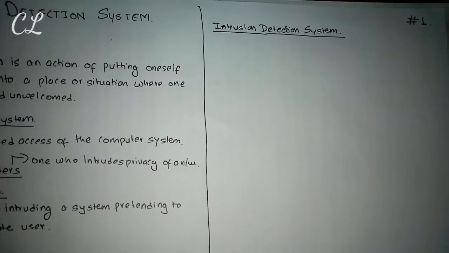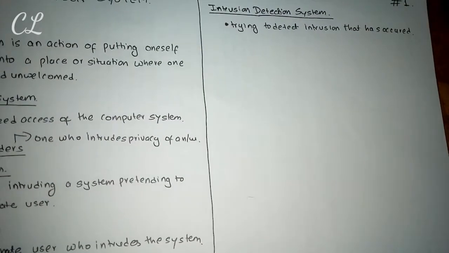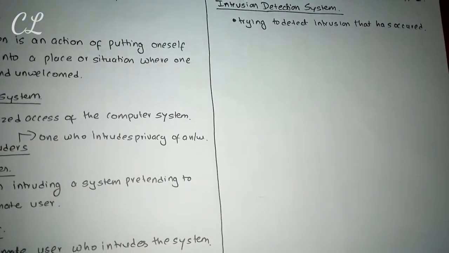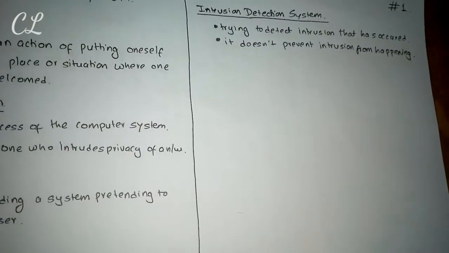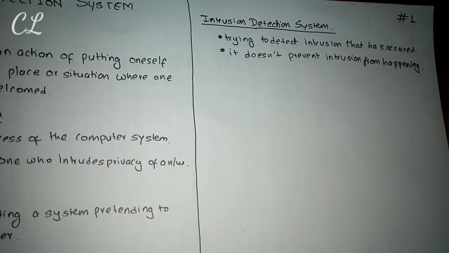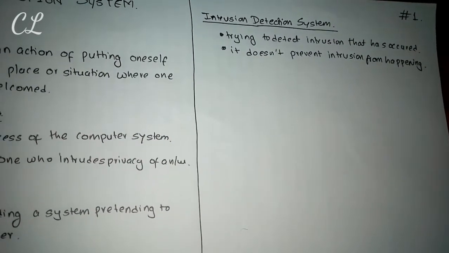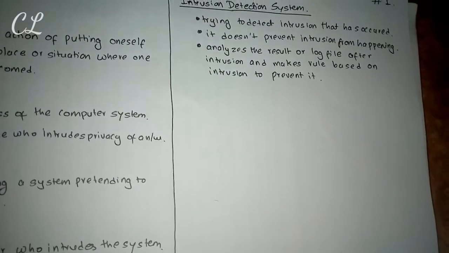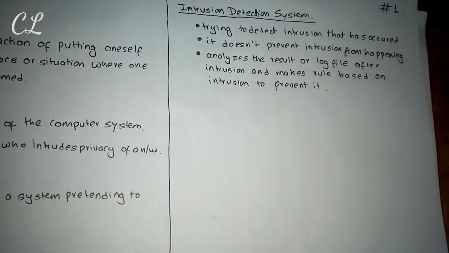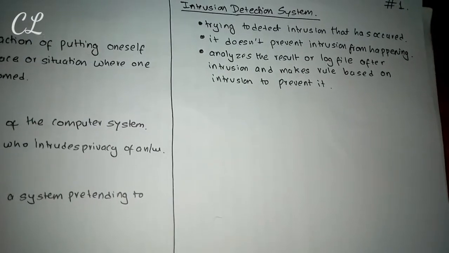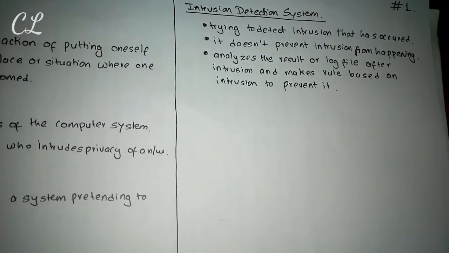Finally, let's jump into intrusion detection system. An intrusion detection system is a system simply trying to detect an intrusion that has occurred. One of the important things to keep in mind is that an intrusion detection system does not prevent intrusion from happening. It simply analyzes the result or log file after the intrusion has occurred, and it makes a rule based on the intrusion to prevent future intrusion.